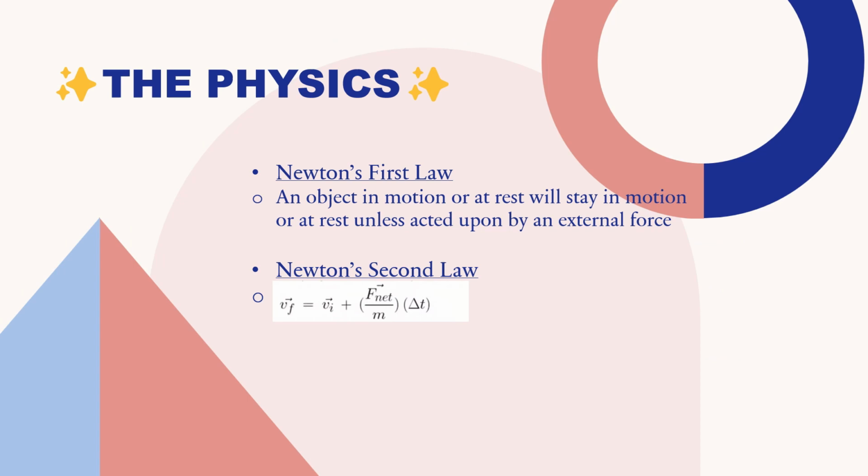Moving on, let's introduce the physics principles. We have two main laws. Newton's first law states that an object in motion or at rest will stay in motion or at rest unless acted upon by an external force. We know that the scrunched up paper will continue to fall until the floor applies a normal force on it, causing it to stop. For our second law, it's Newton's second law, which is more commonly known as F is equal to ma, but here it is rewritten for us to find the velocity.